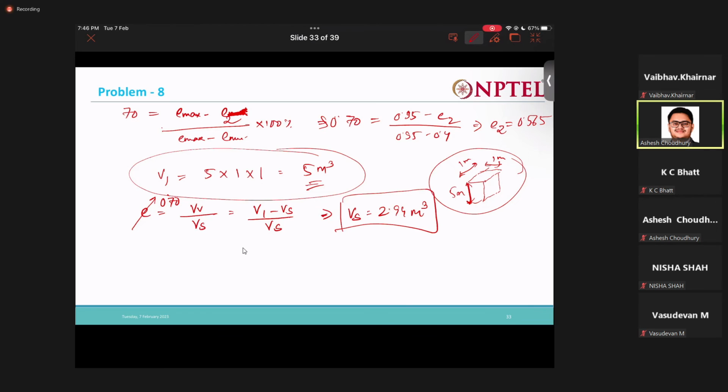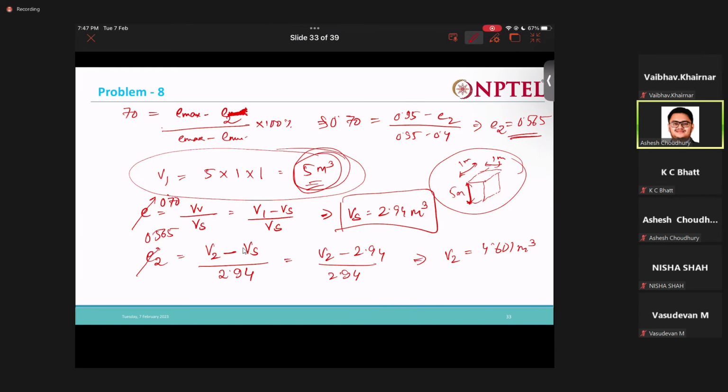Now let us come to this again. e2 is equal to volume of voids by volume of solids. The volume of voids is the total volume minus the volume of solids, so (V2 minus 2.94) by 2.94, and this we know as 0.565. From here we can find our V2 value, which is 4.601 meter cube. Initially our volume was 5 meter cube, but after the densification our volume is reduced to 4.601.